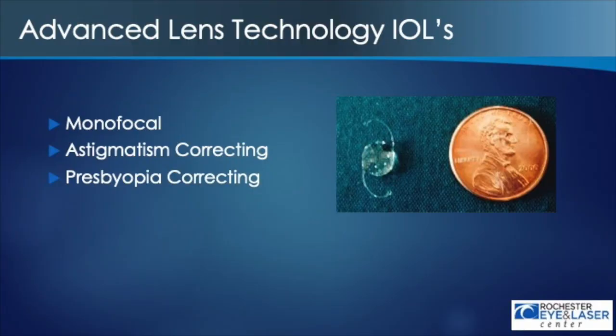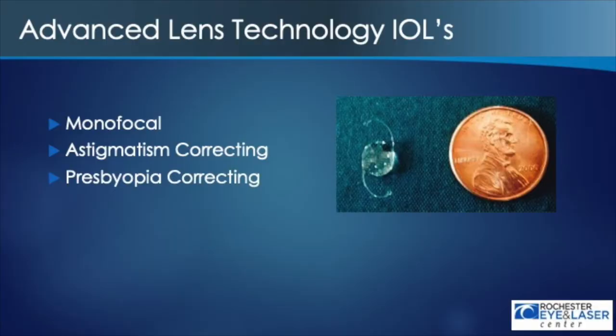So we're going to consider three categories of lenses, okay? So there's a monofocal lens, which we're going to talk about first. And monofocal means it means distance. It's going to help you with distance vision. So just by taking out that cataract, you're going to see better because we're clearing up the vision. But putting the lens in is going to give you better distance vision.